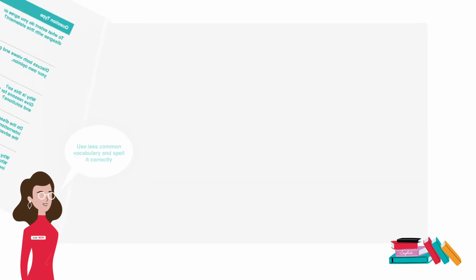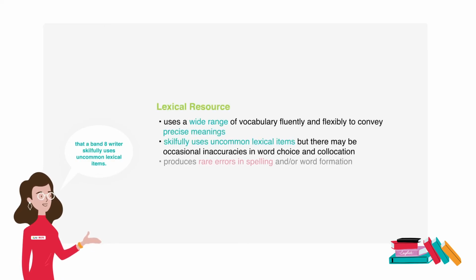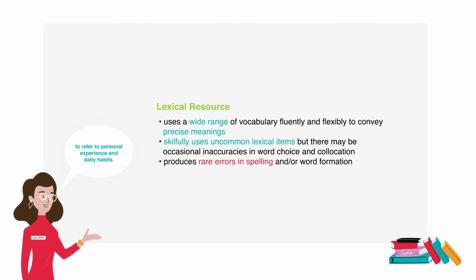Step 5. Use less common vocabulary and spell it correctly. You will see in the band descriptors that a band 8 writer successfully uses uncommon lexical items. When we learn a language, we use common and uncommon terms. Common terms are words and phrases we use every day to refer to personal experience and daily habits. Uncommon terms are used when we discuss specific topics or when we use idiomatic language, phrasal verbs.